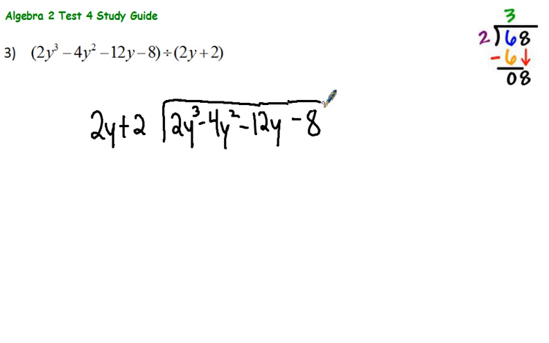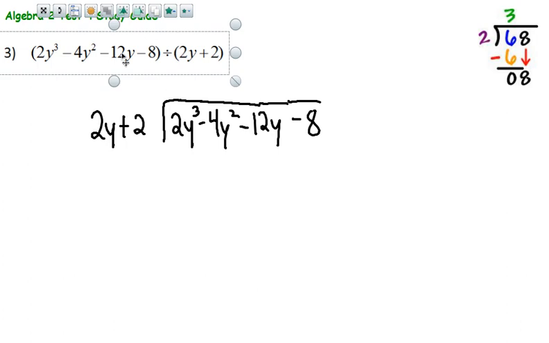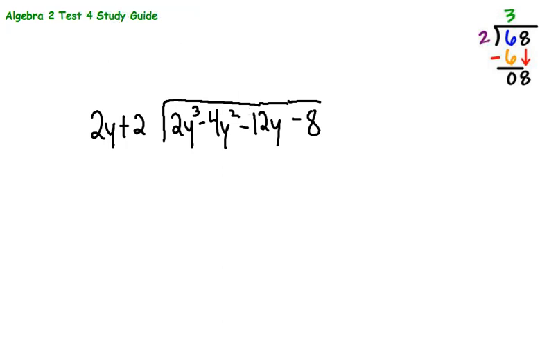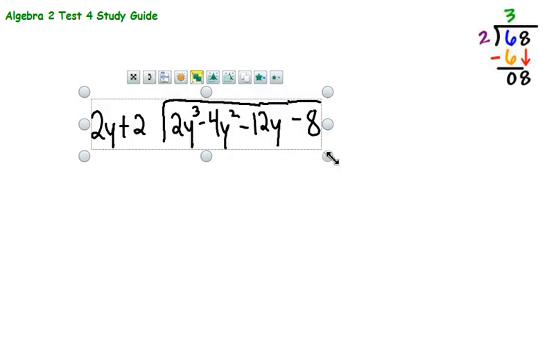I'm going to do the same thing here, make myself a little room. Sometimes they'll be nice and go ahead and write it for you in this form with the long division. Sometimes you have to write it this way yourself. That's all right, we're big kids, we can handle it.